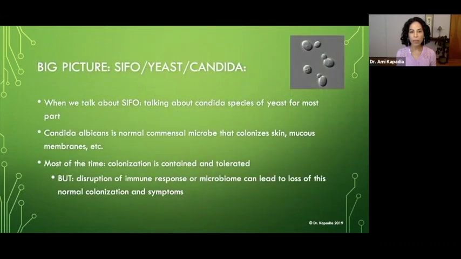Candida albicans is a normal commensal organism, meaning that for the most part, it colonizes the skin and the mucous membranes for most people. And most of the time, this colonization is contained and it's tolerated by our immune system. The problem arises when things come up like taking recurrent antibiotics or other disruptions of our immune system response to Candida or disruptions of our microbiome. And that can lead to loss of this normal colonization and normal tolerance of this organism. That can then in turn cause symptoms for patients.